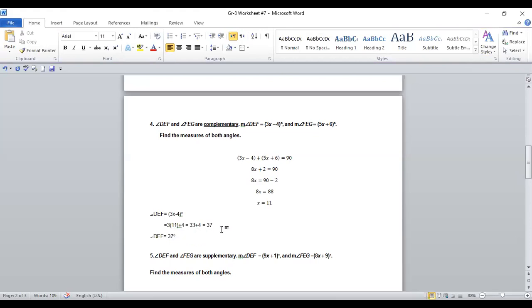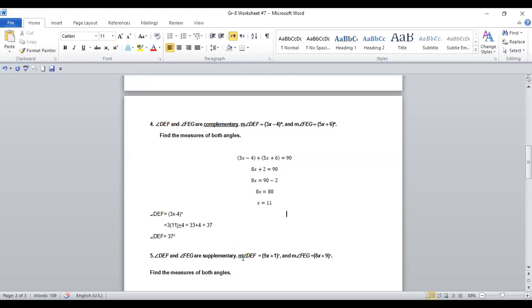All what you need to do is find angle FEG. So how are you going to find angle FEG? Now if you want, you can simply subtract 37 from 90, or else if you want, you can find out by replacing x with 11. So 5 11s will give you 55. 55 plus 6 will give you 61.